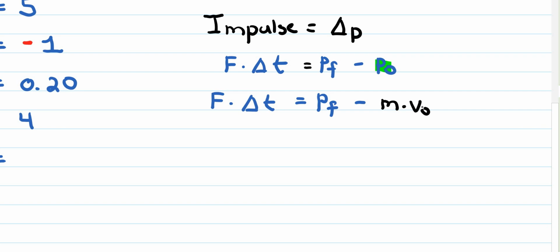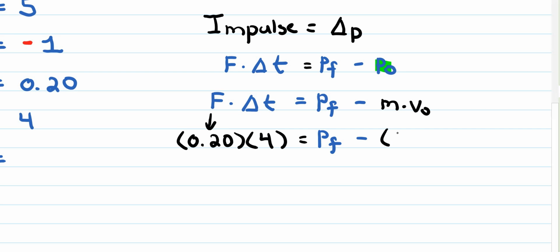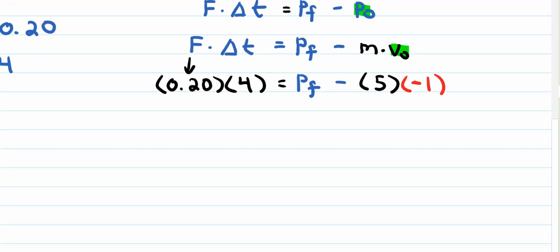Okay, so now we have all the information that we need, and now we can just plug in the information here. So we know the force for this particular problem was 0.20. The time acting on this particular problem was 4 seconds. And then we have to find our final momentum, which is PF, minus the mass for this problem, which was 5 kilograms. And the initial velocity here was 1 meter per second in the west direction. So we'll write in -1 like that. Okay, and now we have enough information to find what we're looking for here, which is the magnitude of the final momentum, which is PF right here.